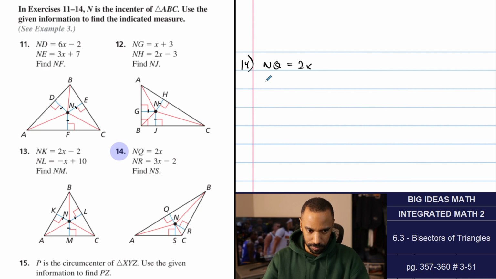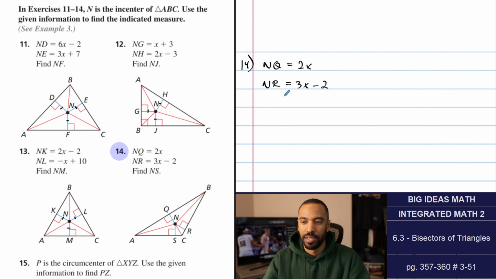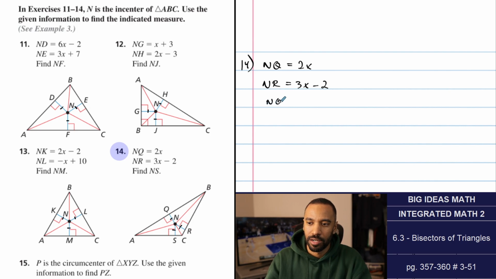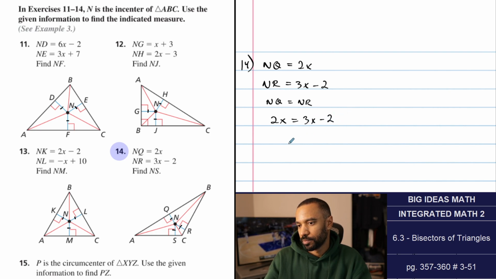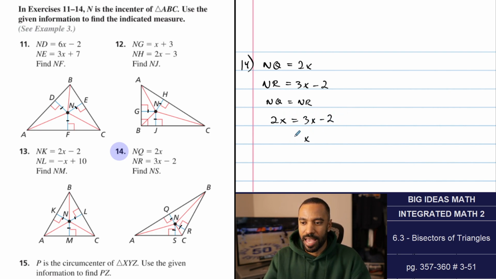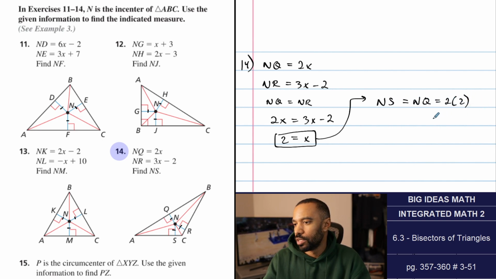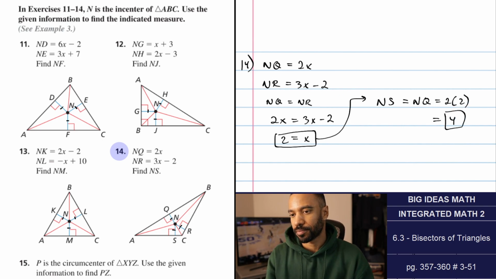So I'm going to use that equation when I solve for x after, assuming this is the same kind of problem. To find NS, NQ, NR, and NS, are those equal distances here? Great. So we're going to say NQ equals NR, or that is to say 2x equals 3x minus 2. I'm going to subtract 2x from both sides to get x, add 2 to both sides to get 2. X equals 2. Woohoo! So NQ and NS is the same as NQ, which is 2 times 2, which is 4. I'm done with number 14.